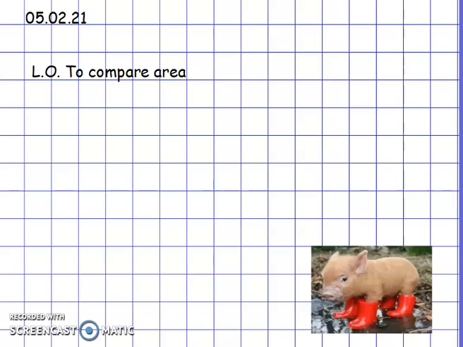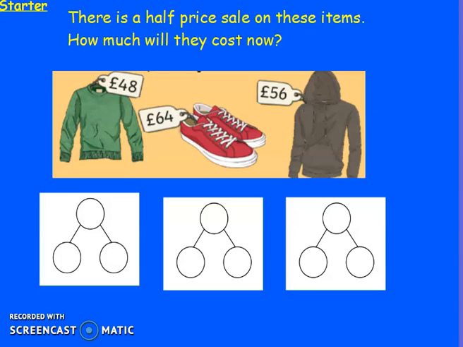Right, let's make a start. Our starter activity today is all about a half-price sale. Can you read it with me? There is a half-price sale on these items. How much will they cost now? So the original price of the jumper was 48, the trainers were 64, and the hoodie was 56.